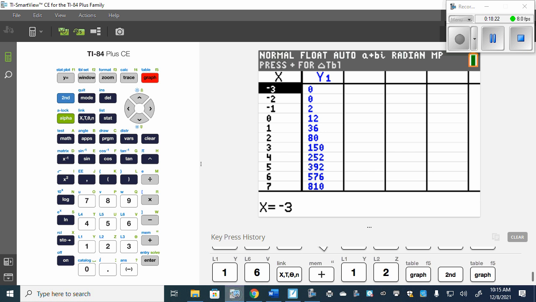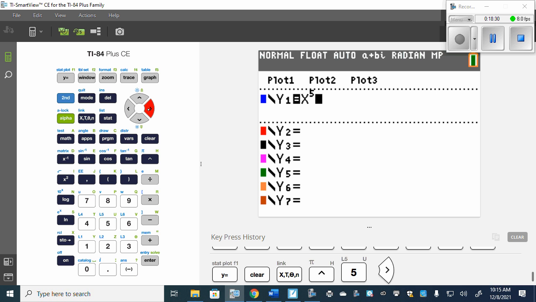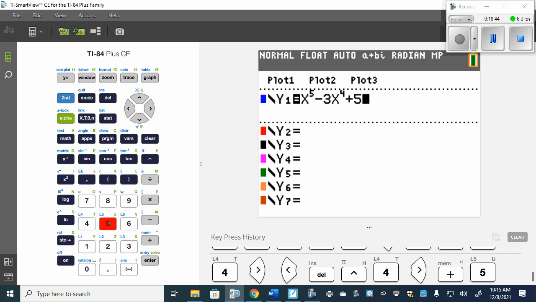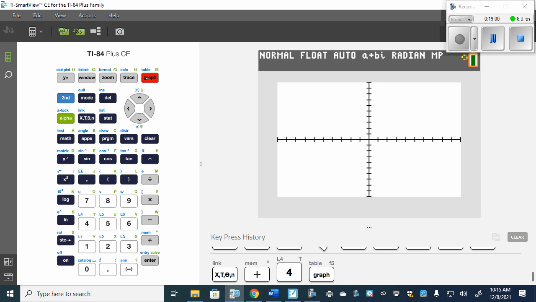So again, we can grab the graphing calculator. I'll clear this out. X to the 5th minus 3x to the 4th. Well, if I actually put the 4 up as an exponent, plus 5x cubed minus x squared minus 6x plus 4. And once we get it all typed in, we can hit graph.